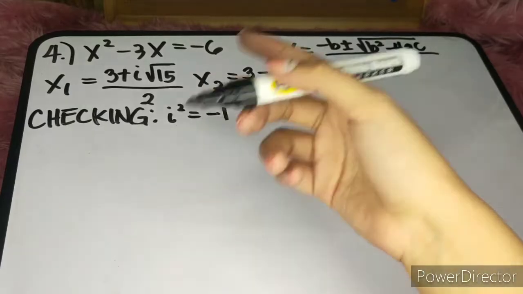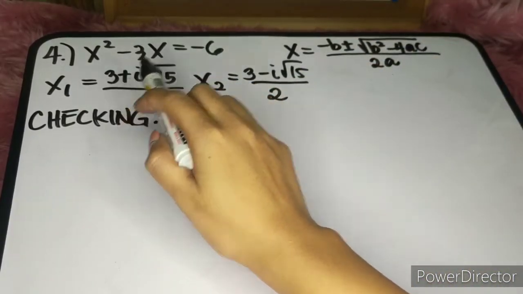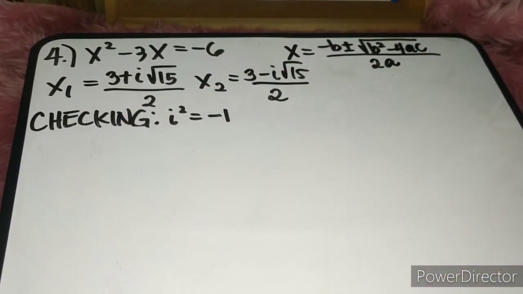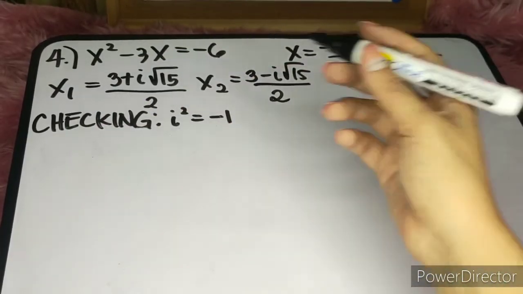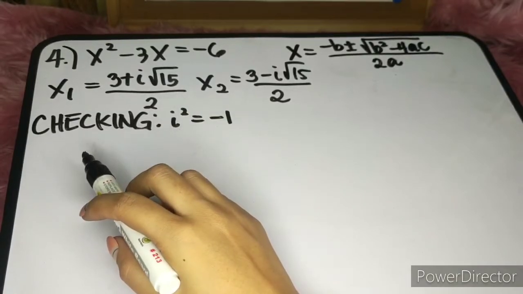Okay, let's now check the x sub 2. Ang pinagkaiba lang naman nila ay itong sign nila sa gitna, but I will show you that tama pa rin yan. Okay, I will not speak here anymore and I will just show you kung paano yung checking.